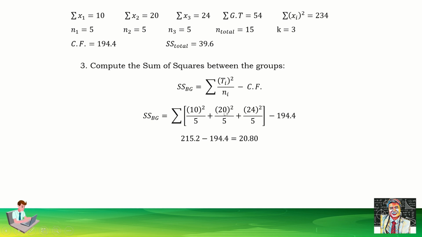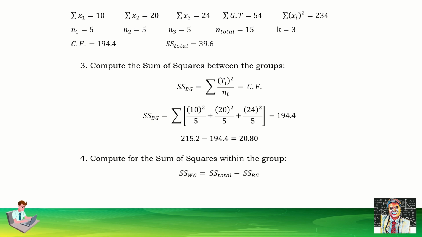Now, subtract the correction factor. 215.2 minus 194.4 equals 20.8. Step 4. Compute the sum of squares within groups, or SSWG. SSWG equals SS total minus SSBG. So 39.6 minus 20.8 equals 18.8.